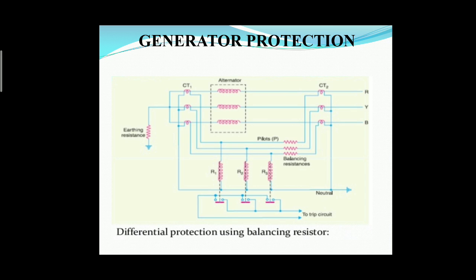That means I1 is the CT1 current and I2 is the CT2 current. The difference between these two CT currents will pass through the relay coil, and then automatically the relay will operate.